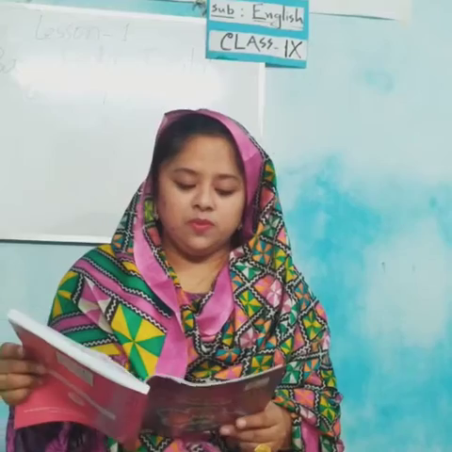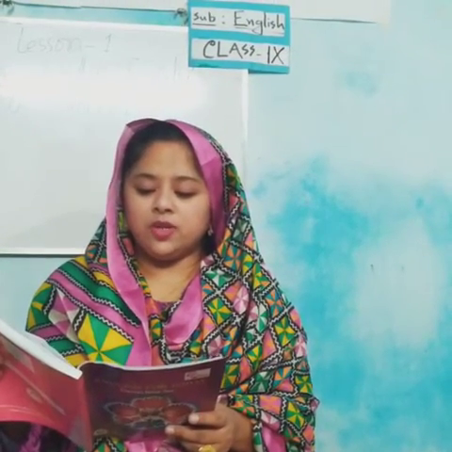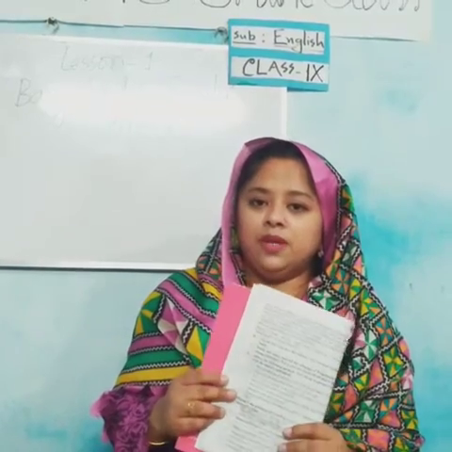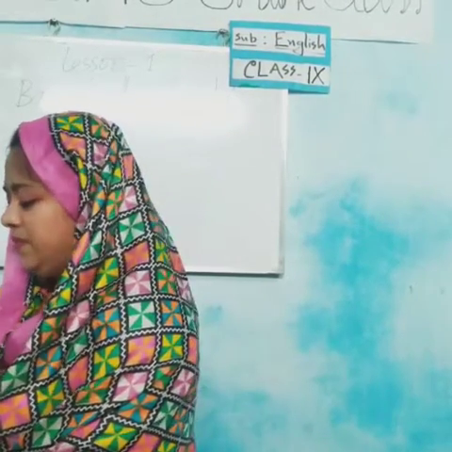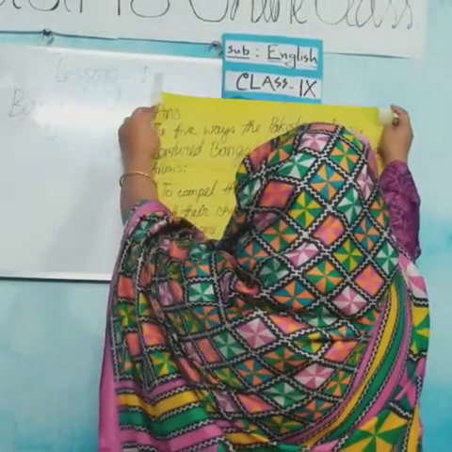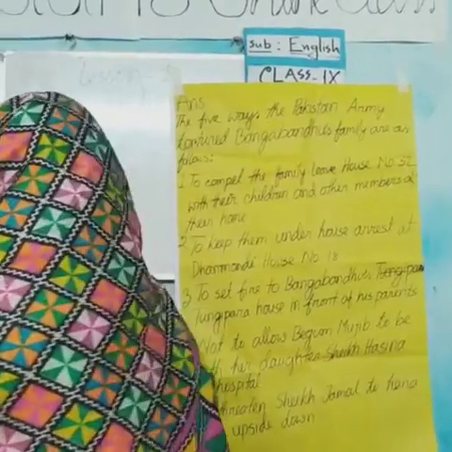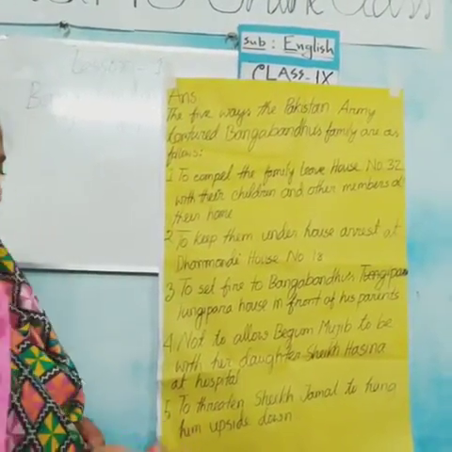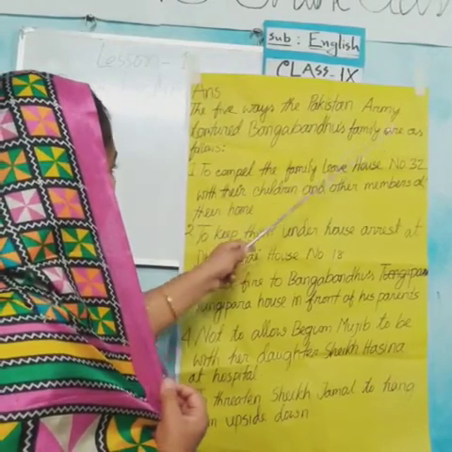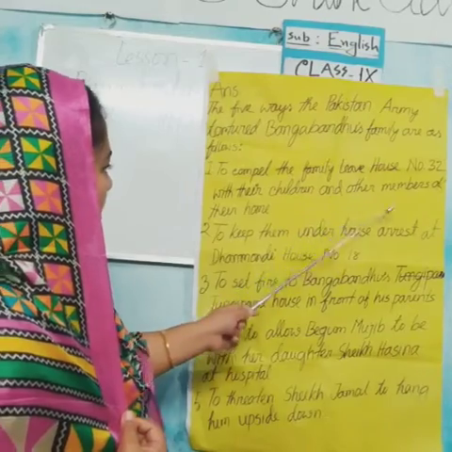In activity B2, we are told to list the 5 ways the Pakistan army tortured Bangabandhu's family. So, I have made a list for you. Let's see the list. The 5 ways the Pakistan army tortured Bangabandhu's family are as follows. Number 1. To compel the family to leave house number 32 with their children and other members of their home.